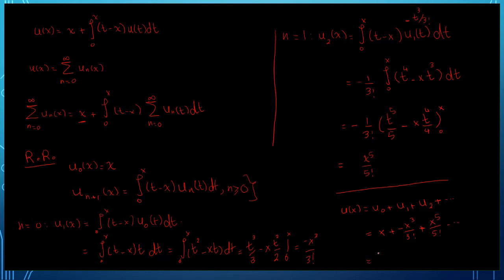This can be written as a closed form, which is the sum for n from 0 to infinity of minus 1 raised to n, x raised to an odd number, 2n plus 1, over (2n plus 1) factorial. And this is sine x. And this is our solution that we wanted to reach. I hope you understand it.